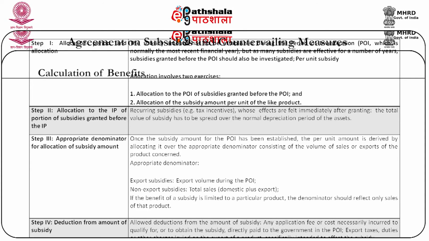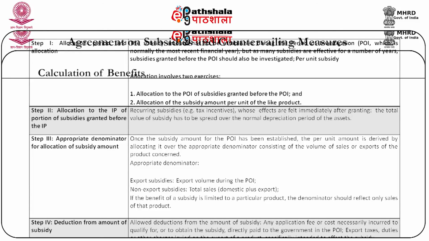Then the second, in the case of recurring subsidies like a tax incentive whose effects are felt immediately after granting, the total value of subsidy has to be spread over the normal depreciation period of assets. Then once the amount of subsidy for the POI has been established, the per unit amount is derived by allocating it over the appropriate denominator consisting of the volume of sales or exports of the product concerned.